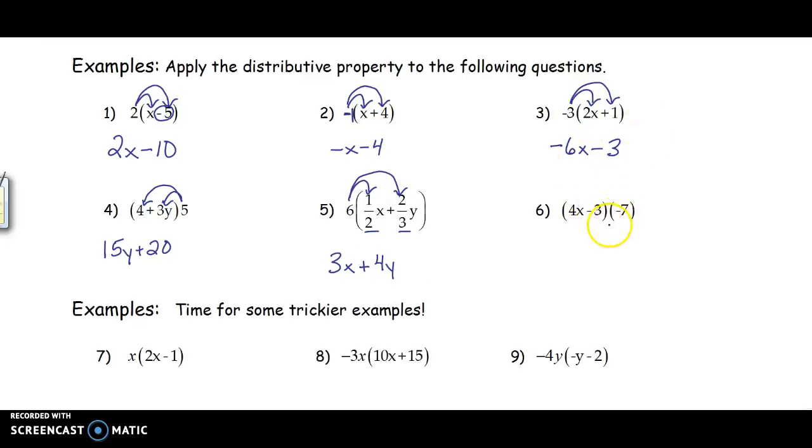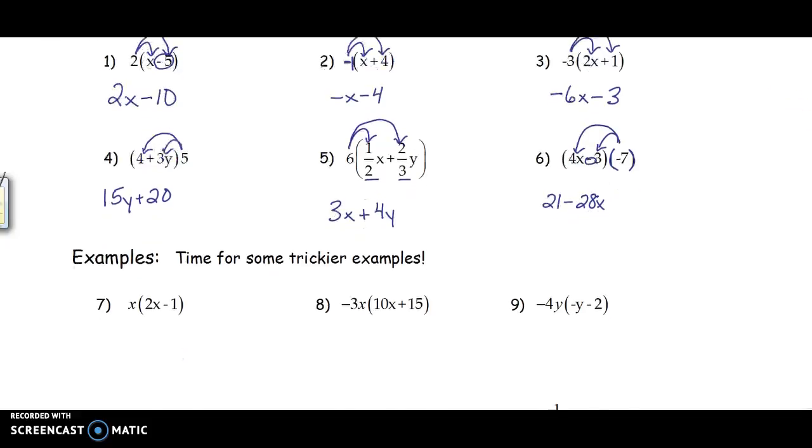All right, lastly, the negative 7 on the outside of the parentheses means nothing. Just because it's in parentheses, it's still attached. That means it's still multiplication. So you're still distributing. Negative 7 times negative 3 is going to be positive 21. Then you have negative 7 times 4x, so negative 28x. Should be some easy stuff here. All right, let's try some trickier ones though.